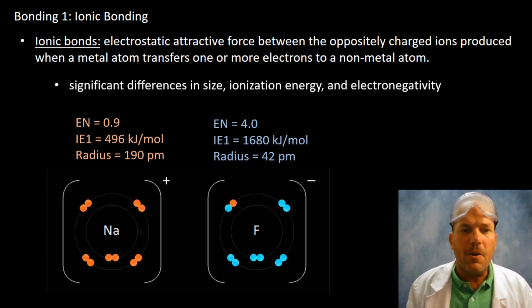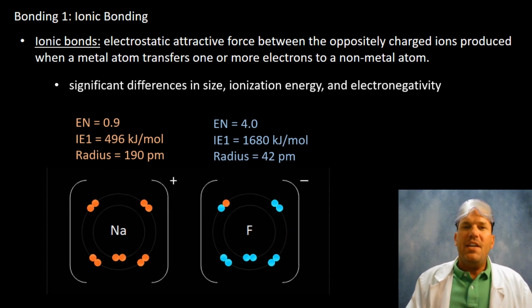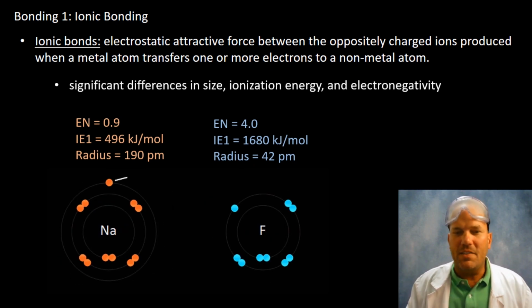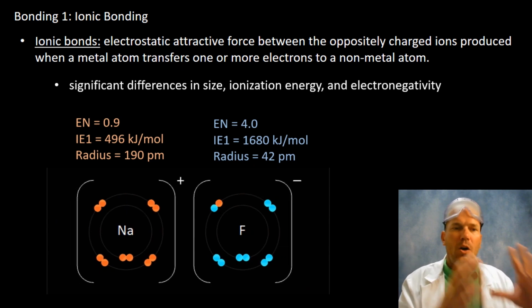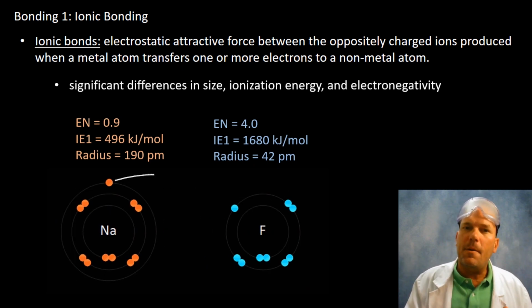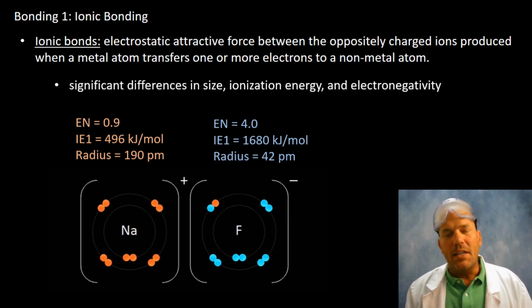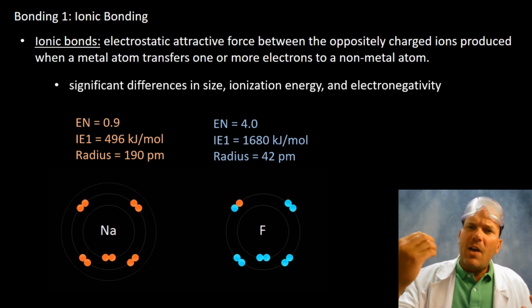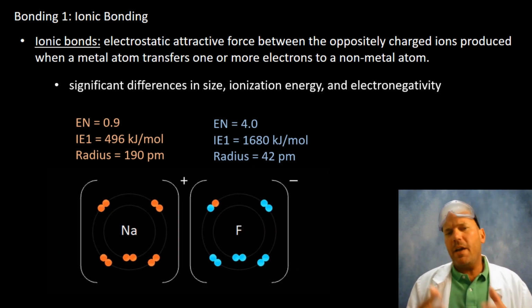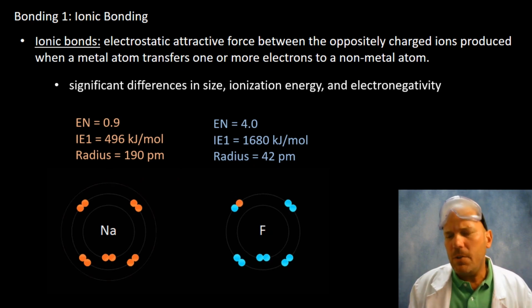Fluorine has 4.0. Let's look at fluorine's first ionization energy. All right, this is the amount of energy required to eject one of its outermost electrons. 1680 kilojoules per mole compared to the low ionization energy for sodium at a mere 496 kilojoules per mole. Lastly, let's talk about the radius of these two. So sodium is 190 picometers, whereas the radius of fluorine is considerably smaller at 42 picometers.